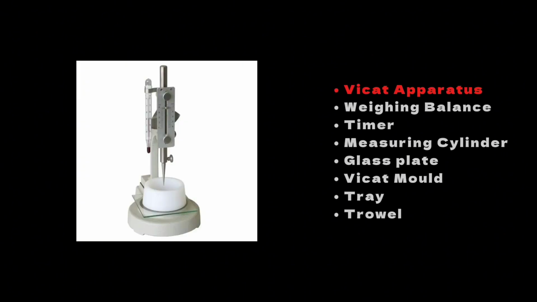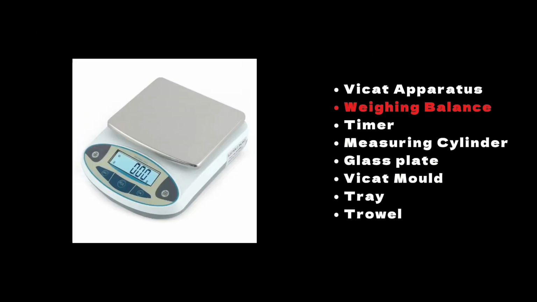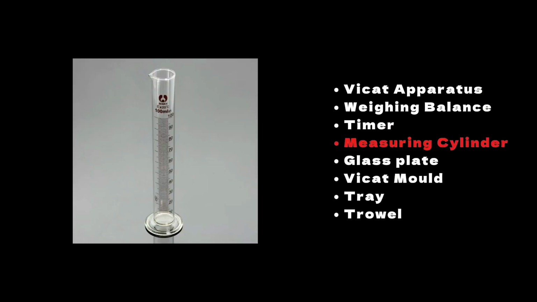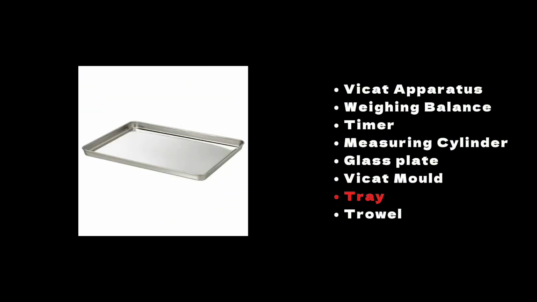The apparatuses needed are the following: Vicat apparatus, weighing balance, timer, measuring cylinder, glass plate, Vicat mold, tray, trowel. The test procedure for initial and final setting time is divided into three phases: preparation of test, determination of initial setting time, determination of final setting time.